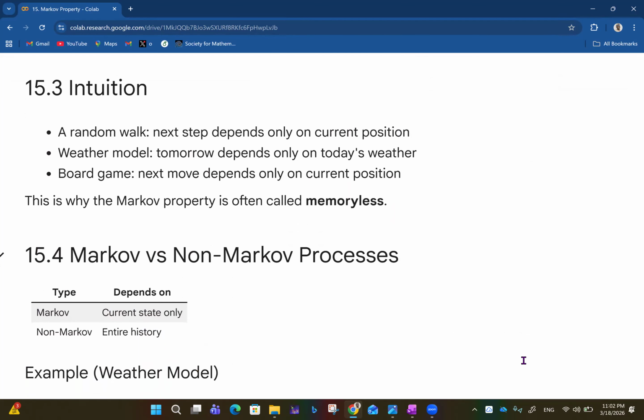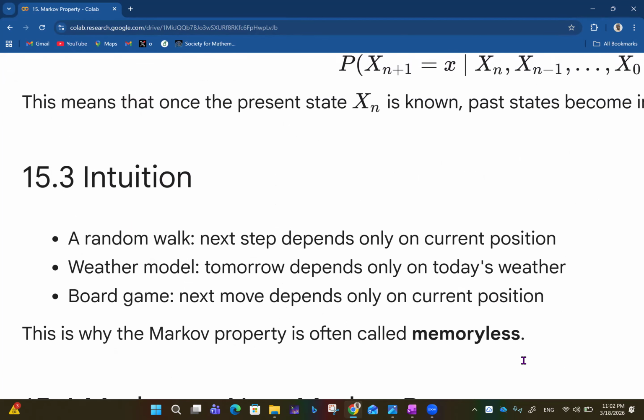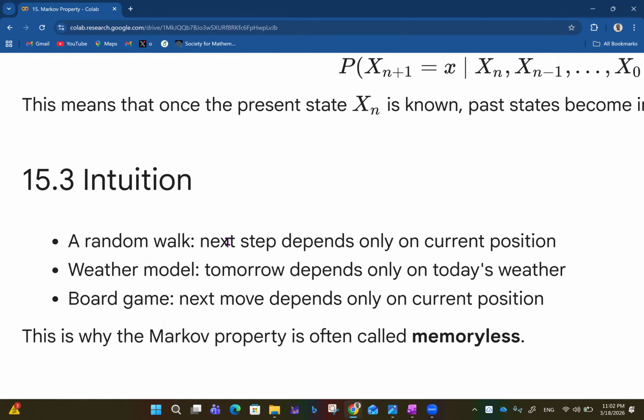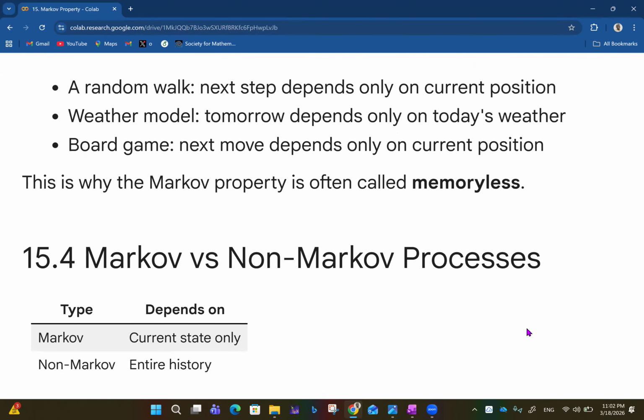For the intuition part, a random walk is an example. The next step depends only on the current position. Then you have a weather model: tomorrow depends only on today's weather. And a board game: the next move depends only on the current position. This is why the Markov property is often called memoryless. The Markov property has no memory beyond the step exactly before the current one.